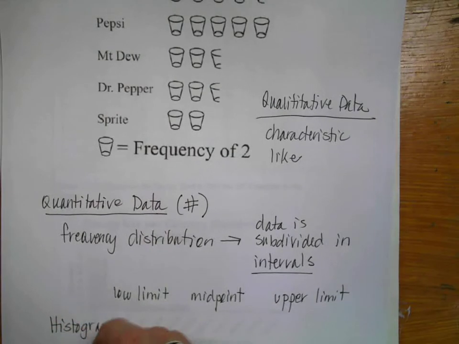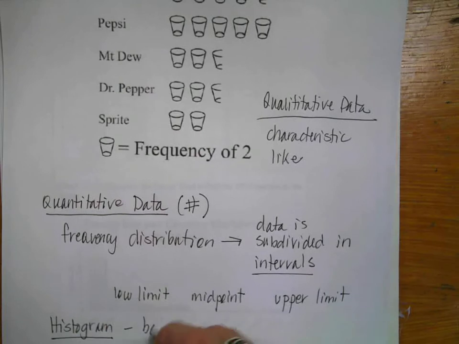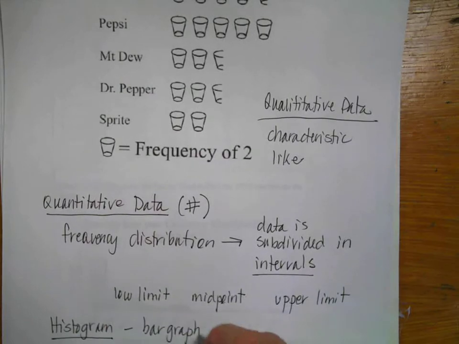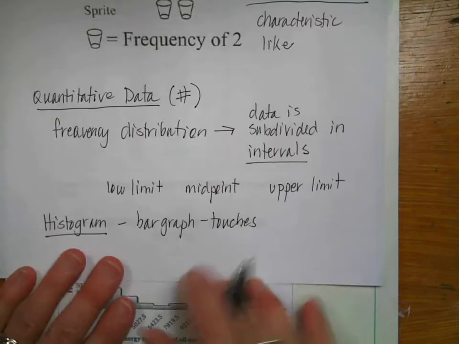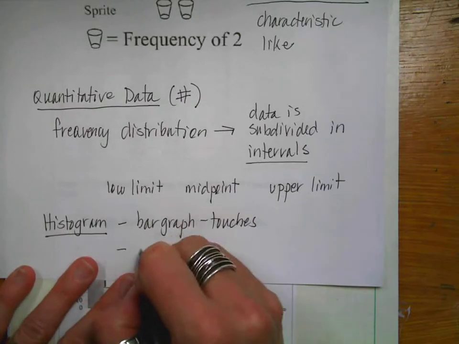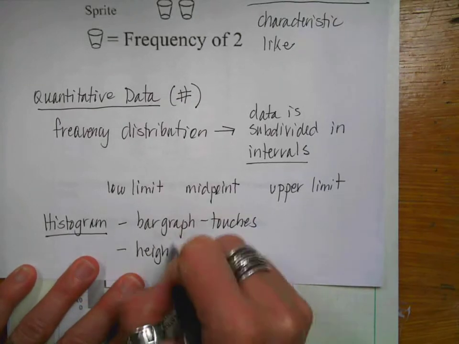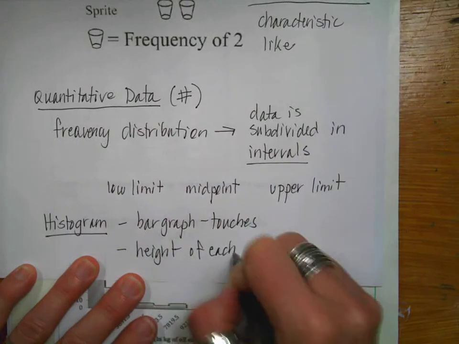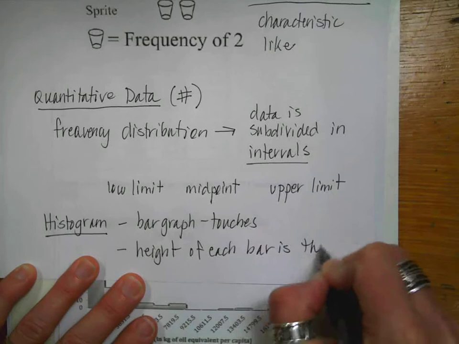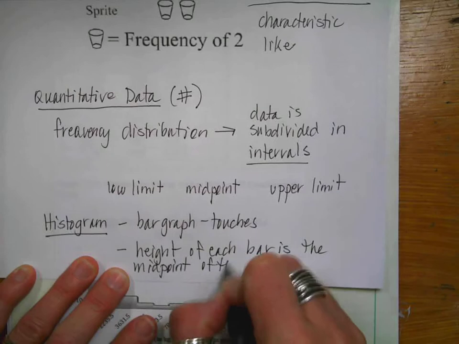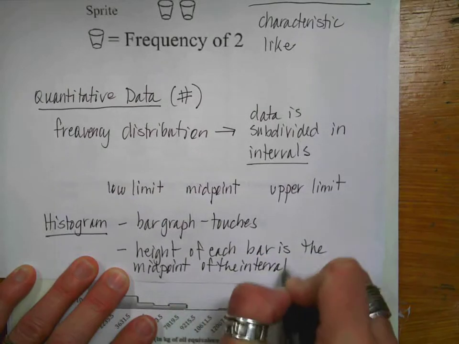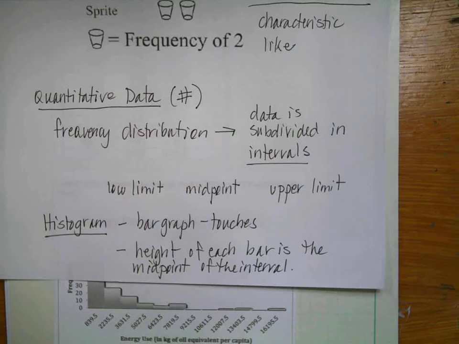Okay? So the difference is going to be what's called a histogram. So a histogram is a bar graph, and it touches. The other thing that's relevant about a histogram is that the height of each bar is the midpoint of the interval. We'll get to some examples about that in just a second as I wake my computer back up.